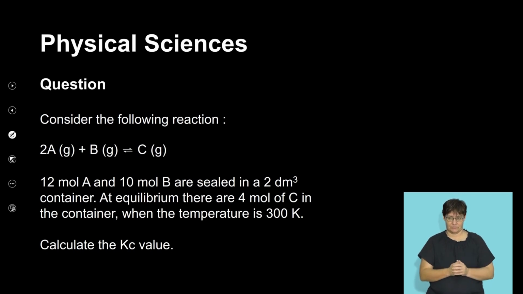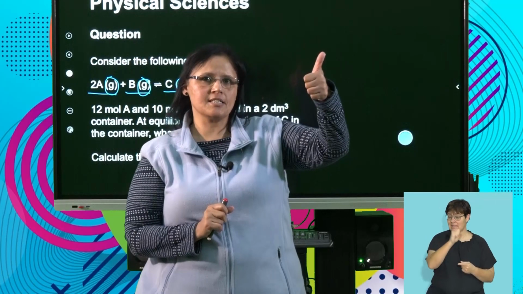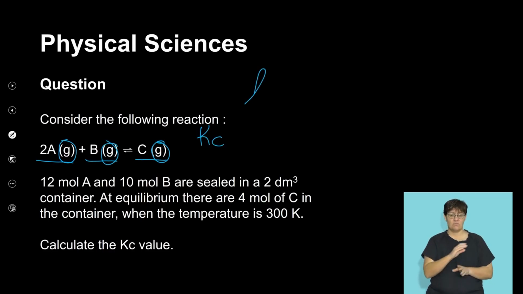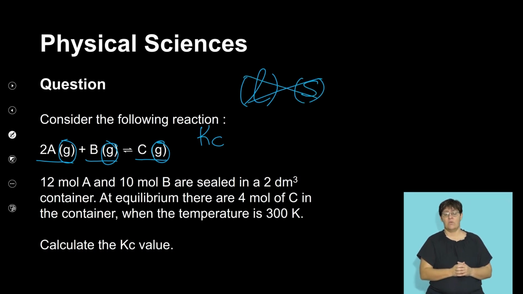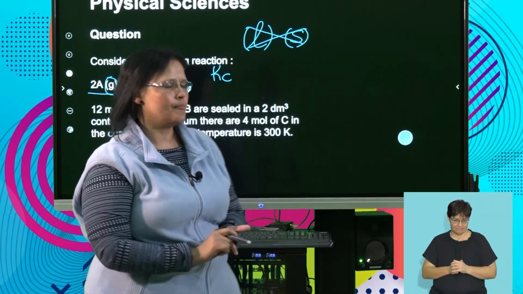Another question. Consider the following reaction. We have 2A, which is gas, 1B, which is also in gas phase, that converts into C, that is also in gas phase. What's important is, why do I talk about gas? Because as soon as I have to work out Kc, remember, Kc is working only with gases, and aqueous solutions. Kc, we do not use the L, which is liquid, and we do not use the S, which is solid. We take those concentrations to be 1 because those concentrations remain constant.